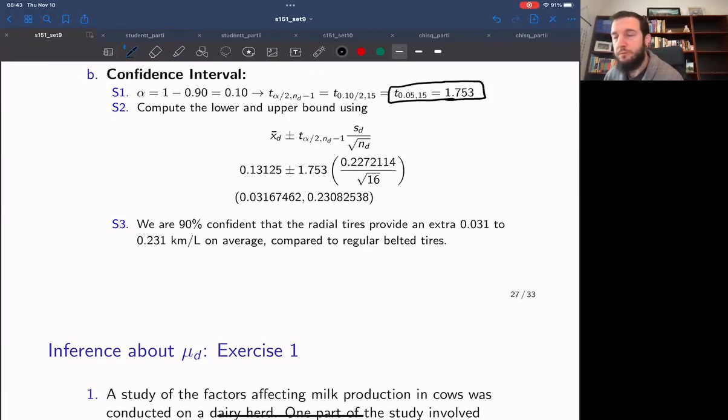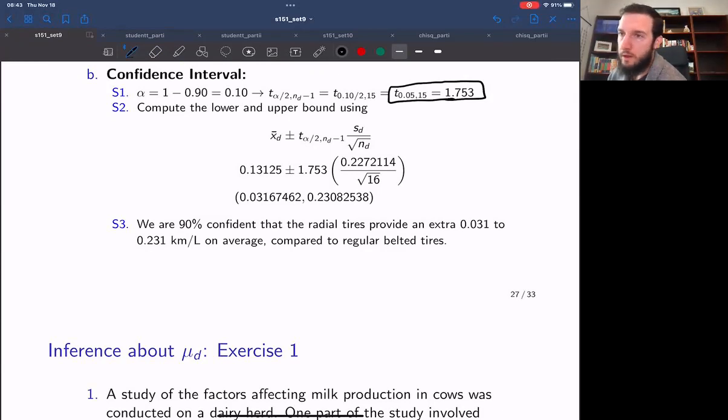On step 2, we just plug into the formula for the confidence interval. So that gives us 0.032 to 0.231. So we can say that we are 95% confident that the radial tire gives an extra 0.031 to 0.231 kilometers per liter on average compared to the belted tire.